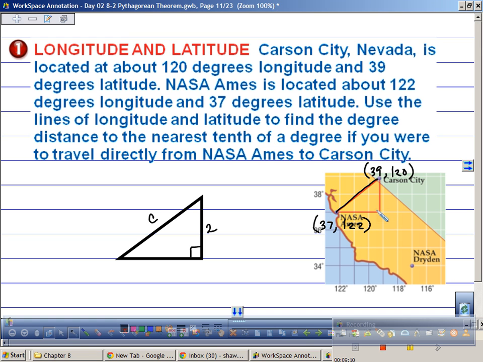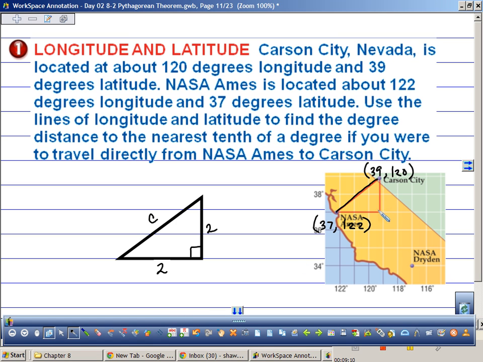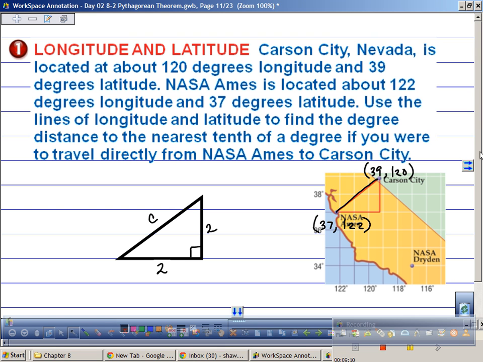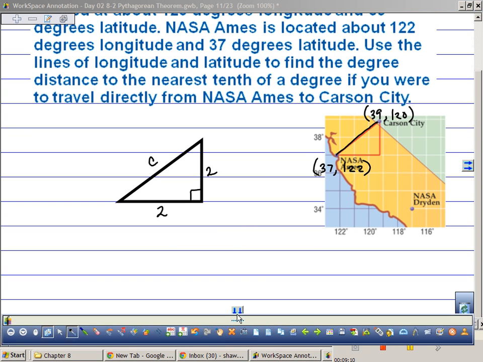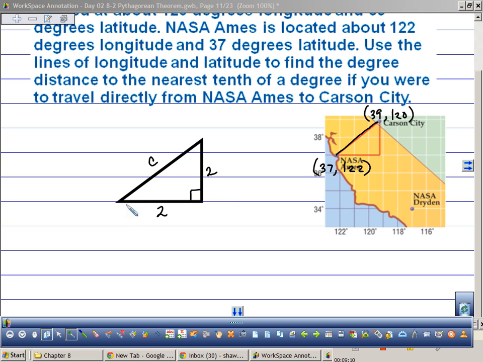37 to 39 is 3? No, not looks. It says 37 and it says 39. So how far do I go from 37 to 39? 2. Right? It's not 3. It looks almost like 3, but we're going by the numbers they actually gave us. So the picture is not drawn to scale, obviously. Correct? Okay, let's get to work.